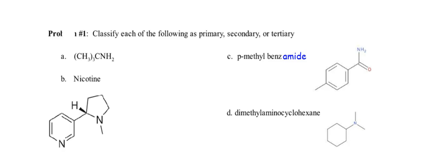So problem number one: classify each of the following as a primary, secondary, or tertiary amine or amide. Guys, fix this one for me. This is supposed to be benzamide because it's N, C double bond O, and from there on. Go ahead and label each as primary, secondary, or tertiary, and when you get to nicotine, there are two nitrogens, so you should have two distinctions. I'll pause this, or you pause this, and go for it.